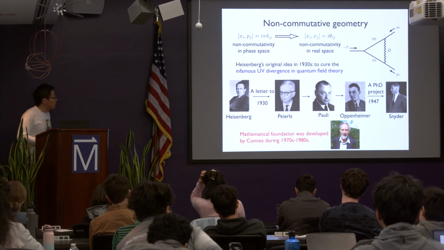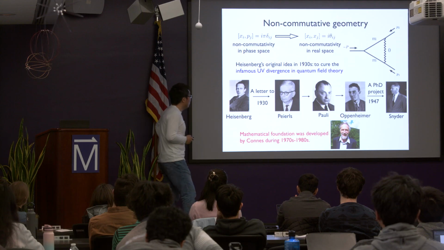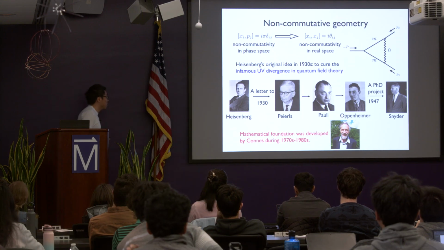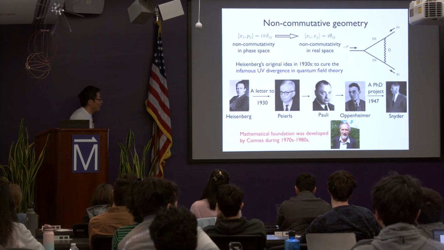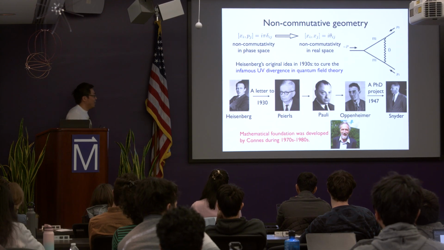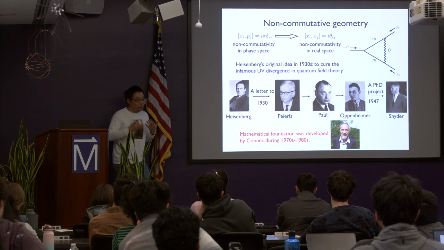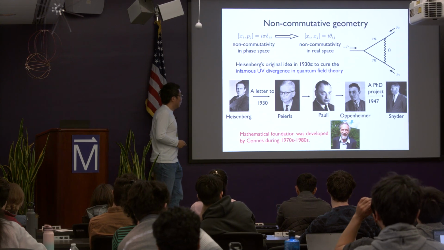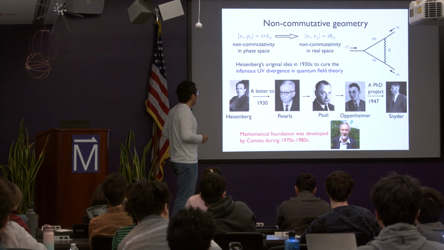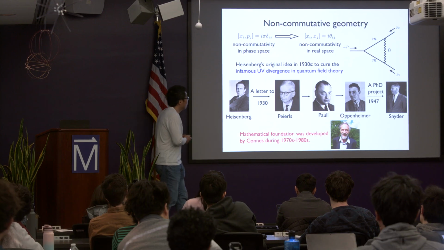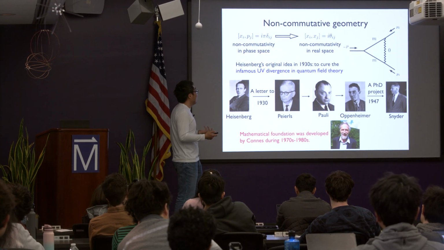There's actually a very interesting story behind using non-commutative geometry to study QFTs. It was originally proposed by Heisenberg in the 1930s, right? It's way before any technique for regularization or renormalization was invented. And the original idea was really to use this to cure the infamous UV divergence in quantum field theories, right? So you can easily imagine Heisenberg would come up with this idea, right?